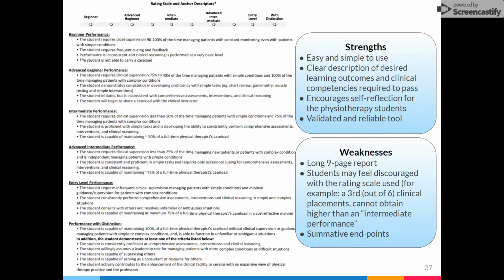It is very important that the rating scale must be carefully reviewed with the student prior to every evaluation. And unfortunately, it does contain summative endpoints that generate a pass or fail grade.